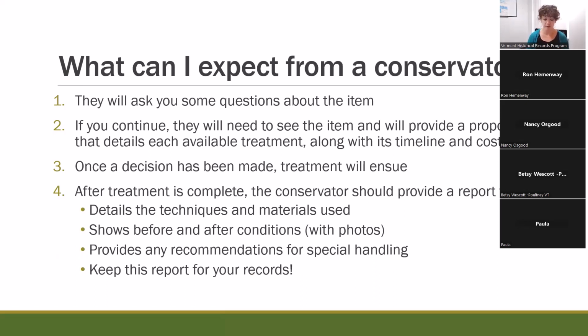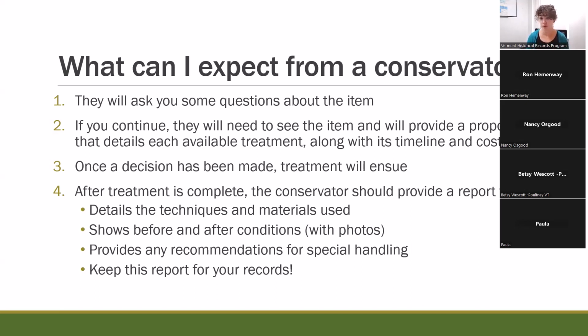So remember that this first conversation is also your opportunity to get more information. So you can ask the conservator questions about their training and experience and make sure that they're the right fit for you. If you decide to work together, the conservator will then need to see the item and will perform a more detailed assessment. And that person will then provide you with a treatment proposal that talks about the options that you have for treatment, as well as the timeline and the cost for each of those options. And some conservators may charge a fee for this assessment portion of the process.